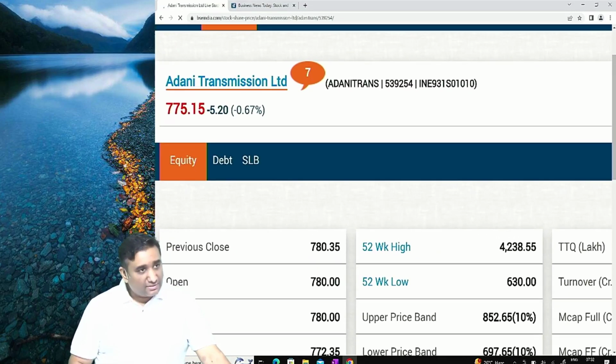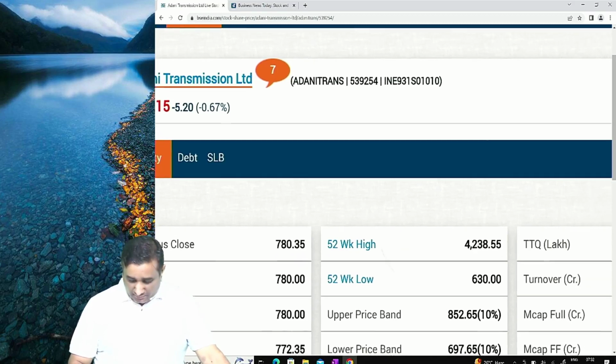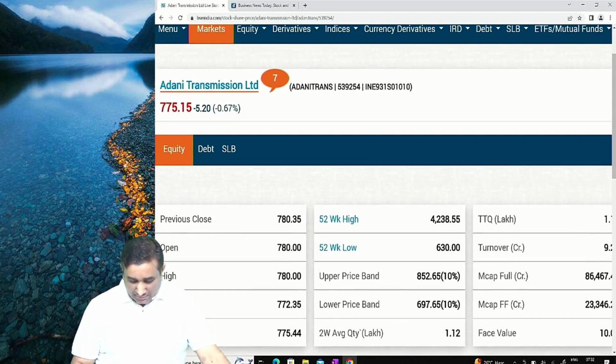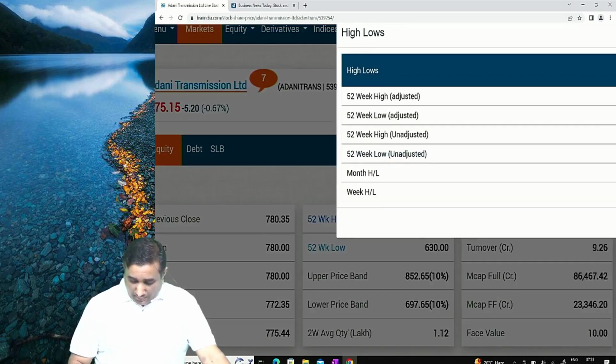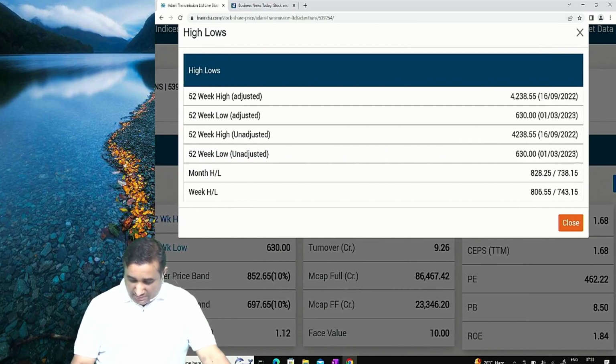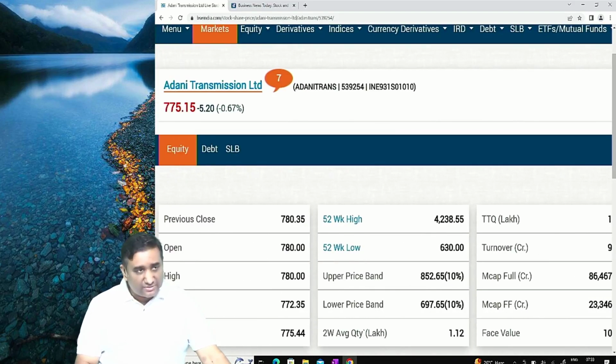What is the price? 775. What was the 52-week high? 4,000. It was before that report came out. What date was this? 16/9/2022, 4238, whatever was the highest. As of now it is 775.